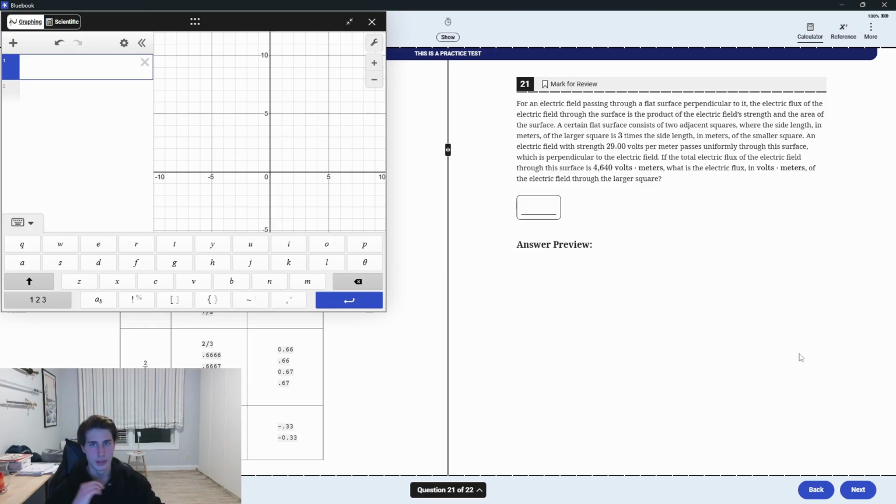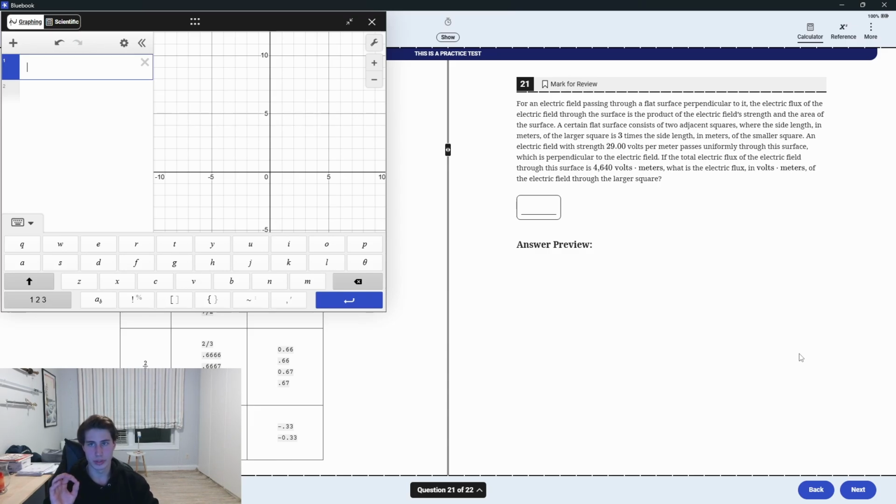So in this case, for an electric field passing through a flat surface perpendicular to it, so here's a flat surface, and the electric field is passing through it. The electric flux of the electric field is the product, so we're trying to find electric flux, is the product of the electric field strength and the area of the surface. Okay, so we know that electric flux EC is equal to electric field strength, EFS, times area, so times A.